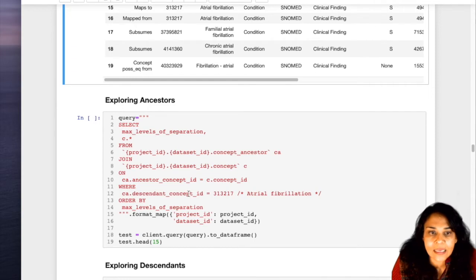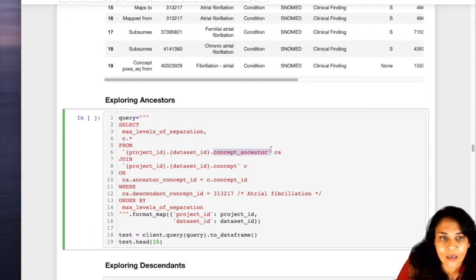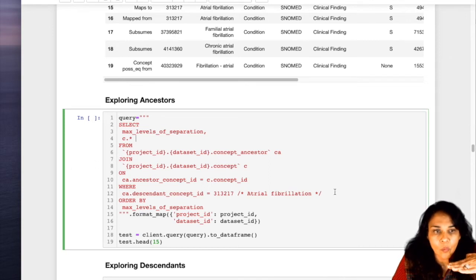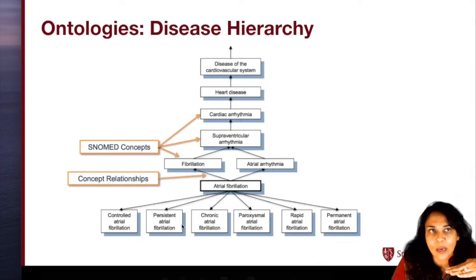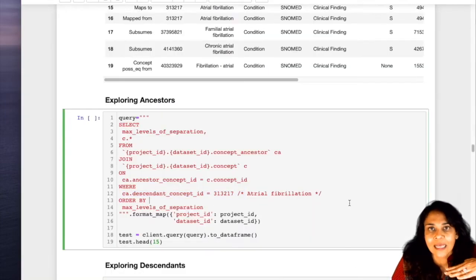So the way to do that is you're actually going to query the concept ancestor table, and what you're going to say is select the maximum level of separation, and give me the level of separation, and tell me the name of that particular concept where I'm fixing the descendant concept ID. So the descendant concept ID is 313217. I'm saying this is the descendant. Give me all its ancestors. That's what this query is doing.